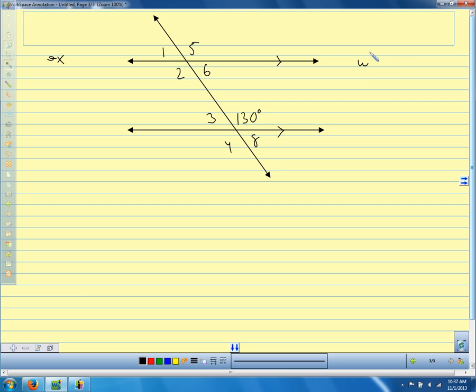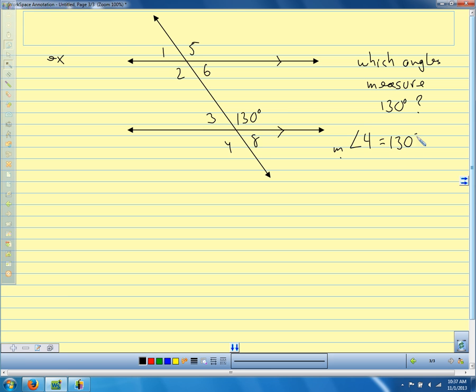And the question is, which other angles measure 130 degrees? So we want to pick out the other angles that measure 130 degrees. So who can help me out with one? Angle 4. The measure of angle 4 is 130 degrees.